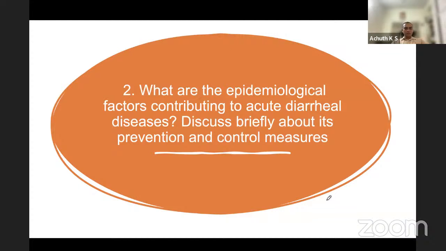With this, we have completed our first question. We'll come to our second question, that is, what are the epidemiological factors contributing to acute diarrheal diseases? And we'll discuss briefly its prevention and control measures. Take a 5-second break. We'll start with this question so that your mind gets cleared.